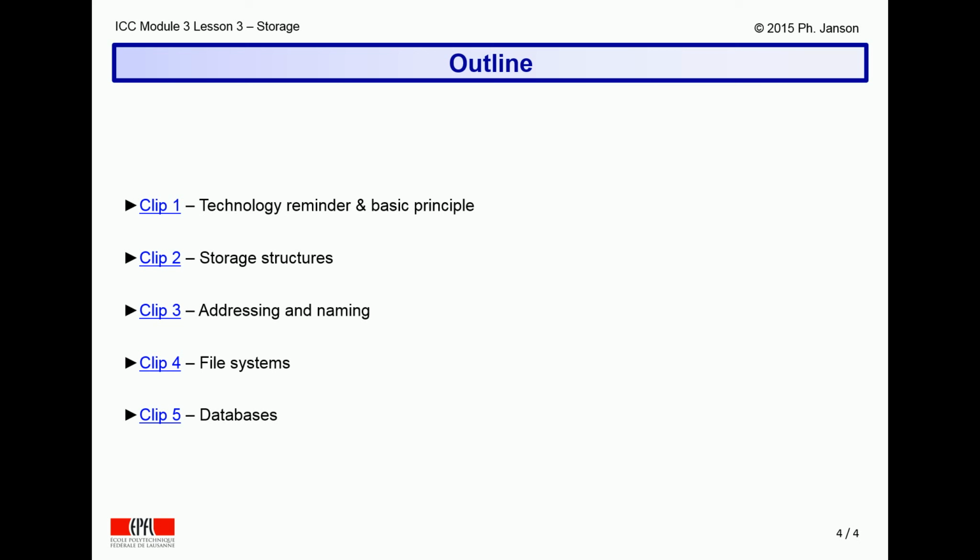This topic will be covered in the following 5 video clips. The first one starts with a quick technology reminder and then explains the basic principle of storage organization and management. The second clip will briefly describe the different types of storage structures that are most typically found. The third clip will then explain how information is identified and can be located, stored into, and retrieved from a storage system. The last 2 clips will focus a bit more on the 2 main types of storage systems found in practice: hierarchical file systems and relational databases.